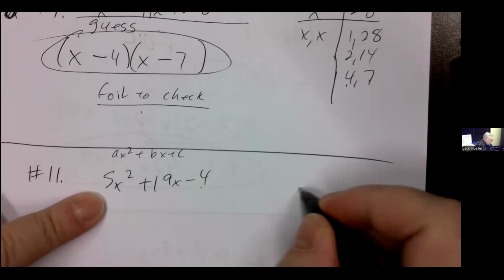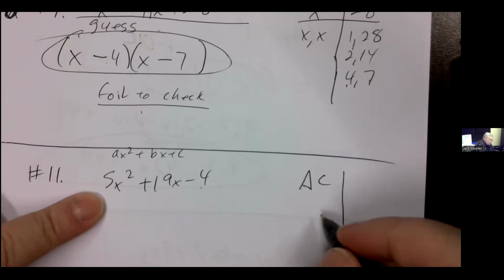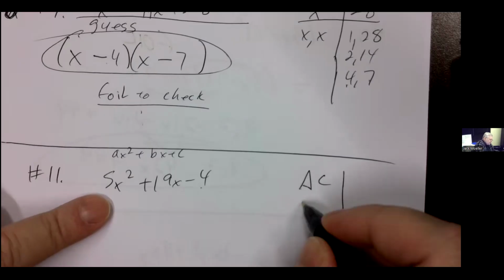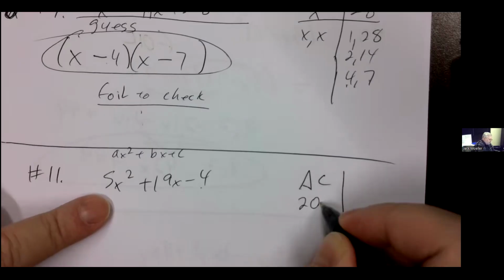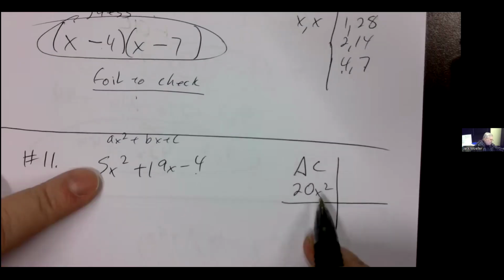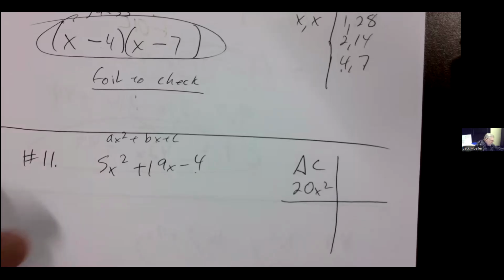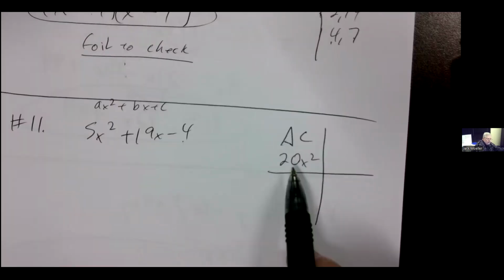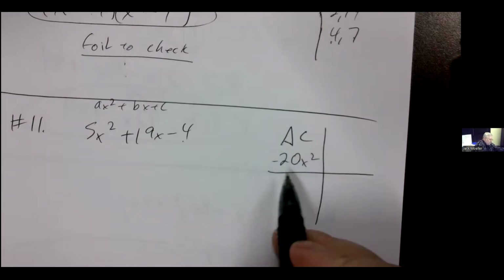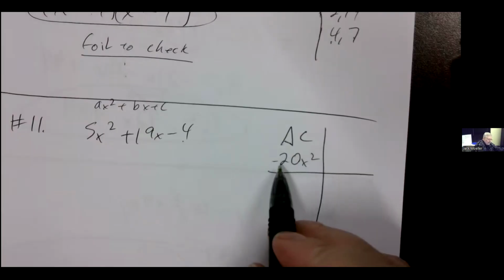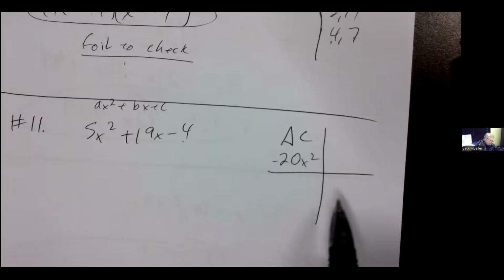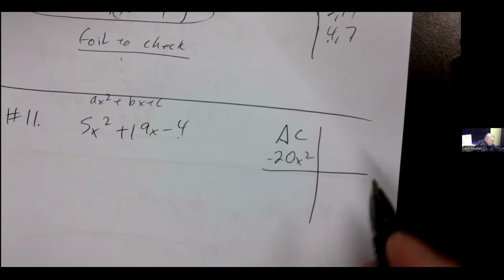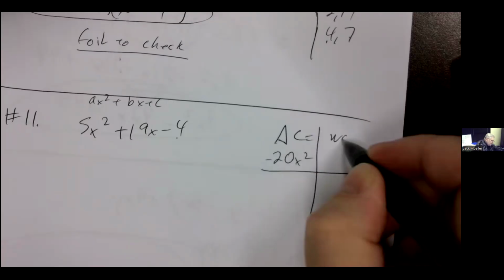So 5x squared times -4 is minus 20x squared. I'm not going to do the minus now because the minus will kind of take care of itself later. I am aware that that minus tells me I'm going to have different signs when we get to the next step, we have to have one plus and one minus factor. Now what we want is the middle term. We want a plus 19x.